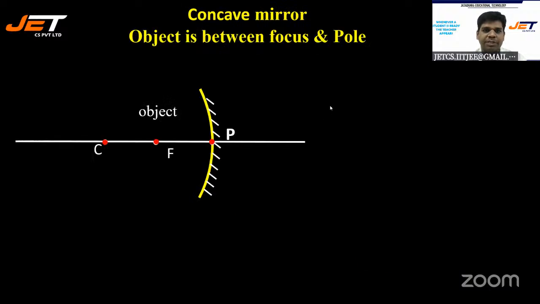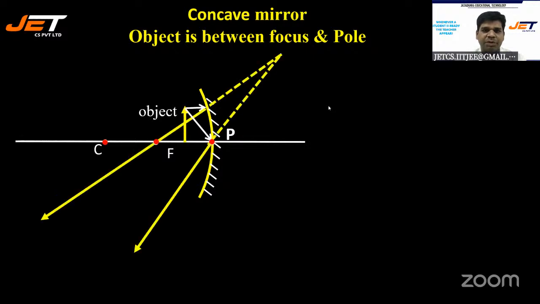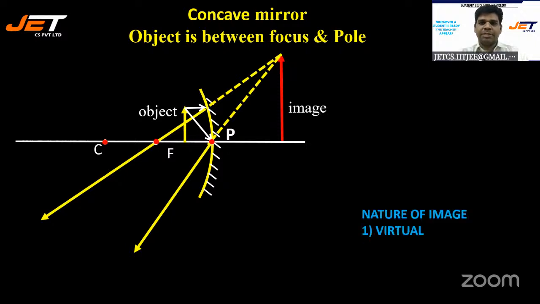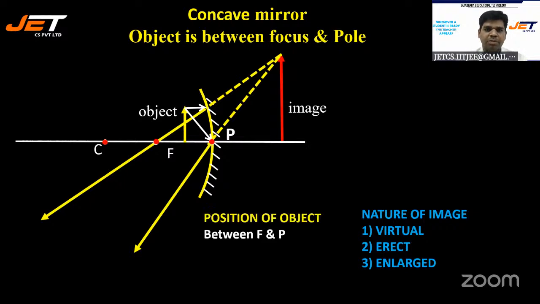When it's between pole and focus, we have already done this ray tracing, students, a while ago, so I'm just going forward a little faster. Nature of the image is virtual, erect, and enlarged, magnified. Position of the object is between F and P. Position of the image is behind the mirror.